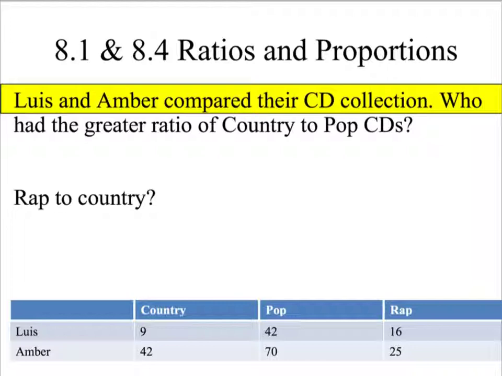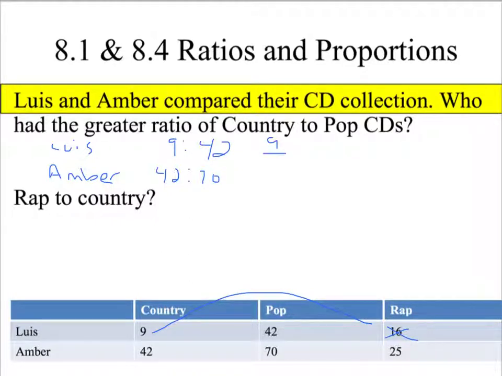Okay, so the very first one, we have Luis and we have Amber, and we're going country to pop. Country to pop. So if you look at that, there were 9 country to, or sorry, not pop, that's rap, to 42. Then we had Amber, who had 42 country and 70 pop. So I'm going to put this as a fraction.